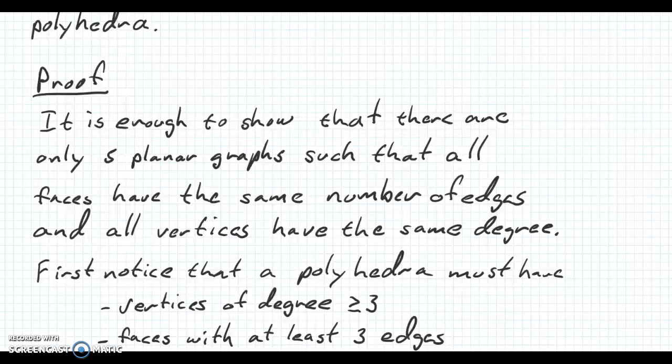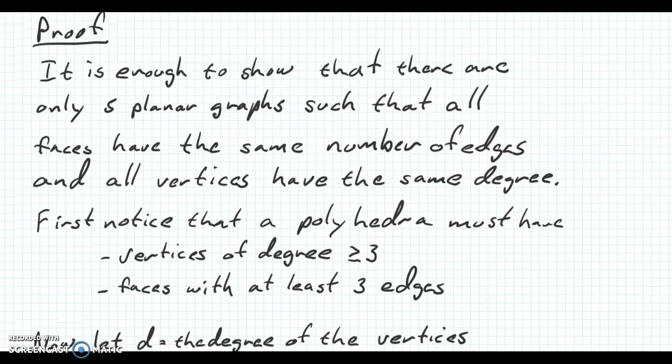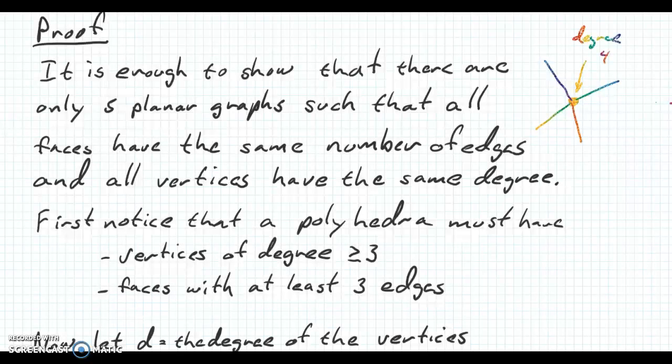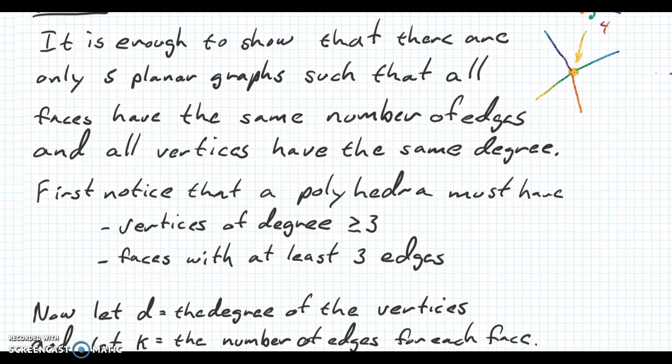So the proof. It's enough to show that there are only 5 planar graphs that meet certain characteristics. One is that each of the faces has the same number of edges, and that all the vertices have the same degree. Remember, the degree of a vertex is the number of edges coming out of that vertex. So this one, for example, has degree 4. The graph associated to a regular polyhedron is going to have all faces having the same number of edges and all vertices having the same degree.